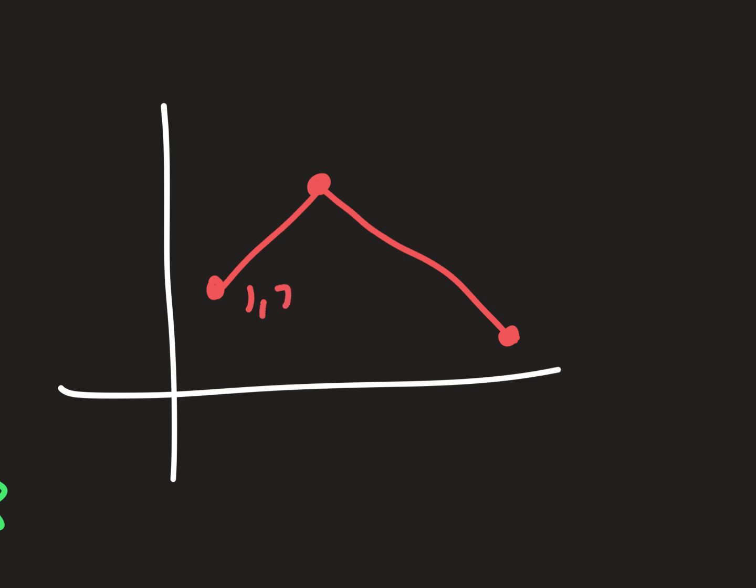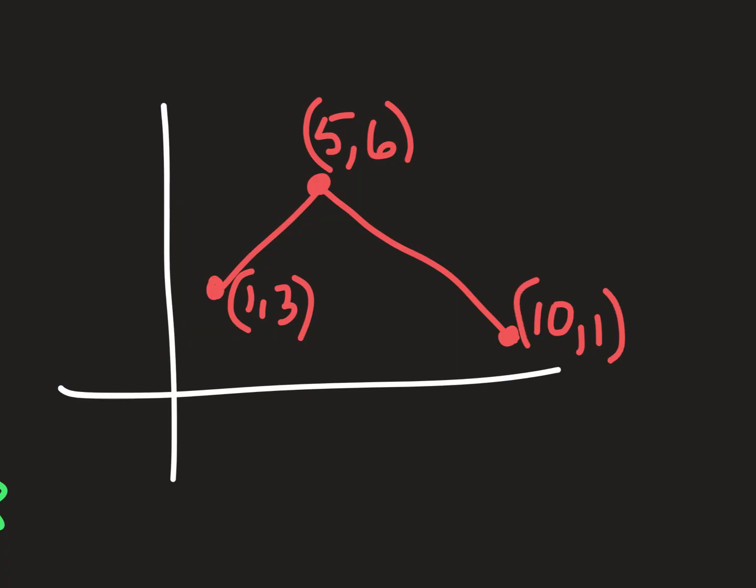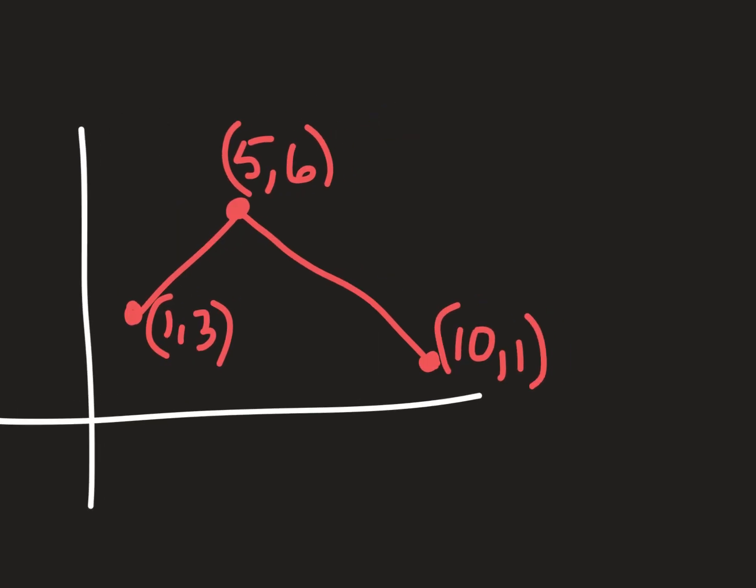That's going to be 1, 3. And this is going to be 5, 6. This is going to be 10, 1. All right. Easiest level for this is just if I say f of 1, you got to be able to know what that is. And I hope that that's easy, but we'll find out. F of 1.